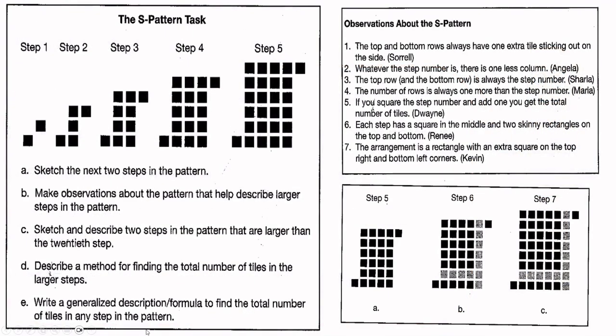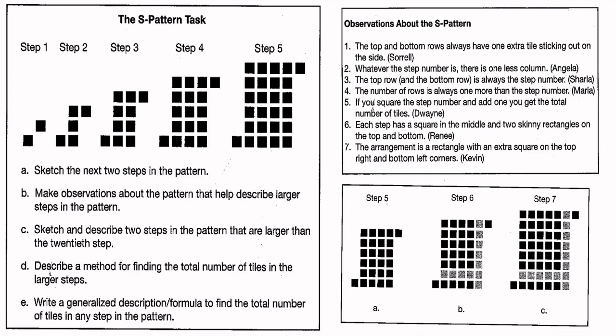So just to recap, there were 7 observations made about the S pattern, and just really quick, what they were. The top and the bottom rows had an extra tile. Whatever the step number is, there's one less column. The top row is always the step number. The number of rows is always one more than the step number. If you square the step number and add 1, you get the total number of tiles in the sequence.